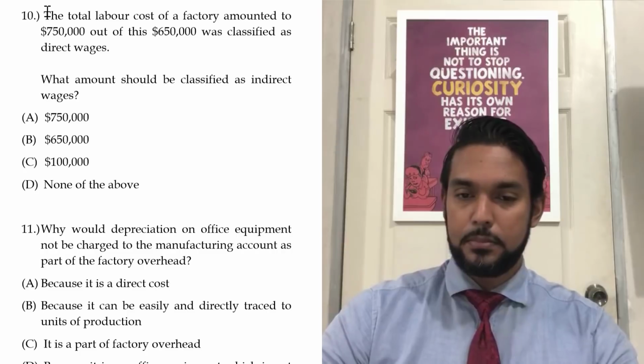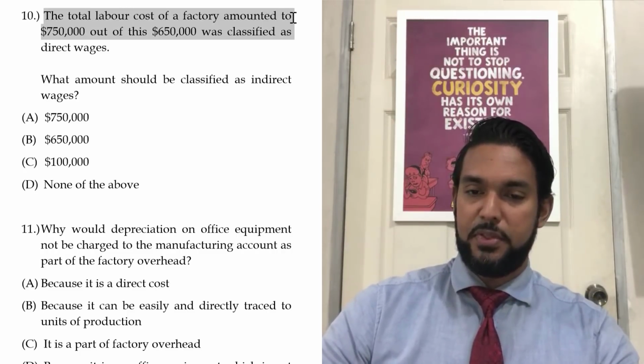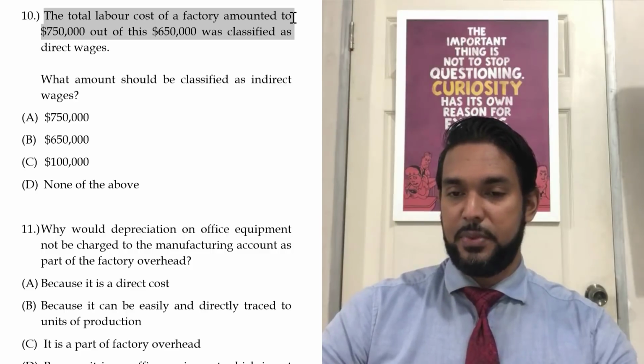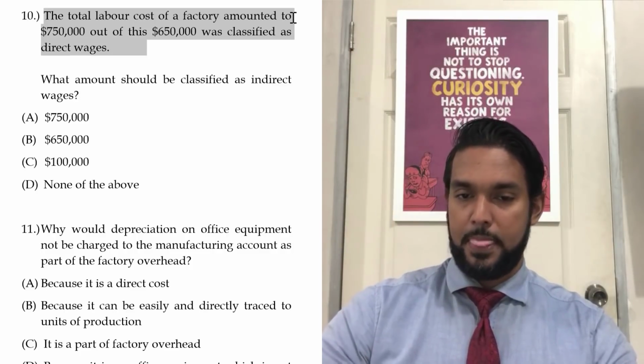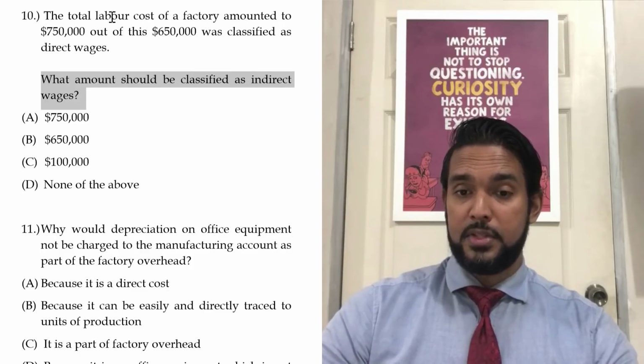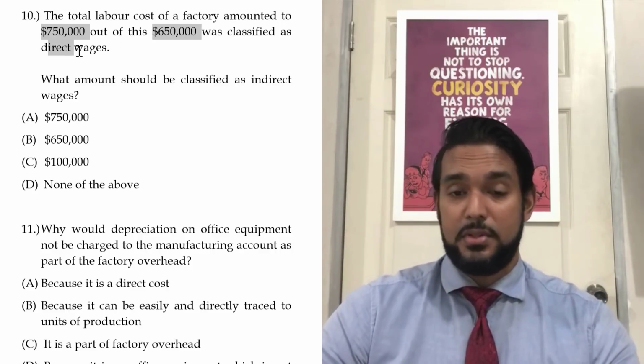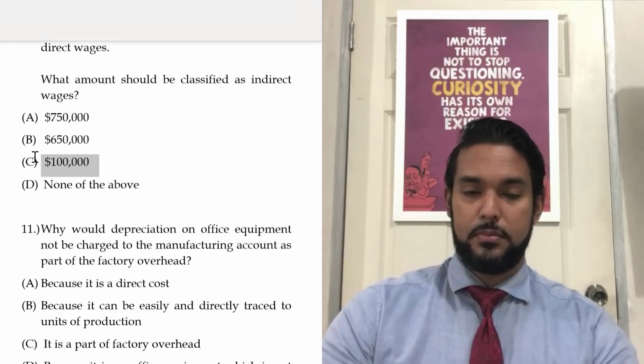Okay, number 10. The total labor cost of a factory amounted to 750,000. Out of this, 650 was classified as direct wages. What was the amount that should be classified as indirect? So, total labor was 750. Out of it, 650 was direct. It means the remainder was indirect. That's 100.